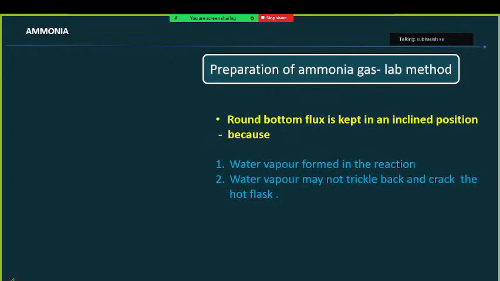The round bottom flask should be kept in an inclined position, because in this reaction water vapor is formed, and water vapor may cause back suction into the hot round bottom flask, and that creates a problem: cracking of the glass apparatus, etc. That's why it should be kept in an inclined position, so that the water vapor does not directly enter into the round bottom flask.